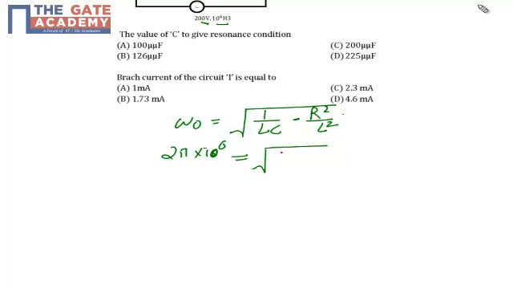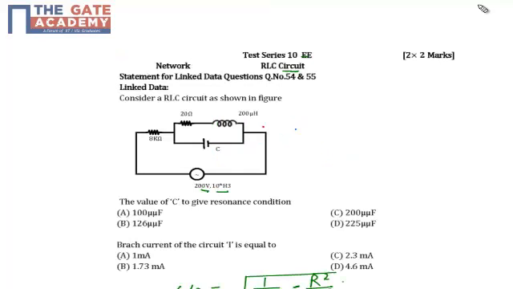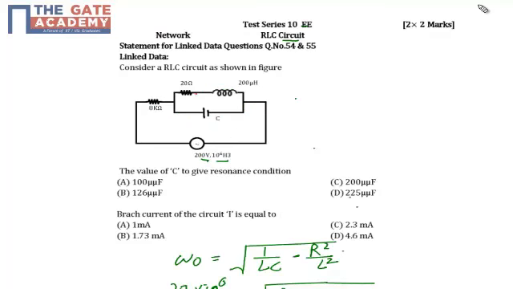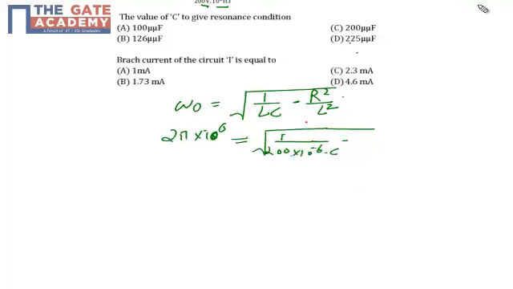We know the value of the inductor, which is 200 microhenry, so 200 into 10 raised to power minus 6, into C, minus R square. We already know the value of R, which is 20 ohm, because right now we are just talking about this tuned network. So it will be 20 square upon L square, which is again 200 microhenry, 200 into 10 raised to power minus 6.